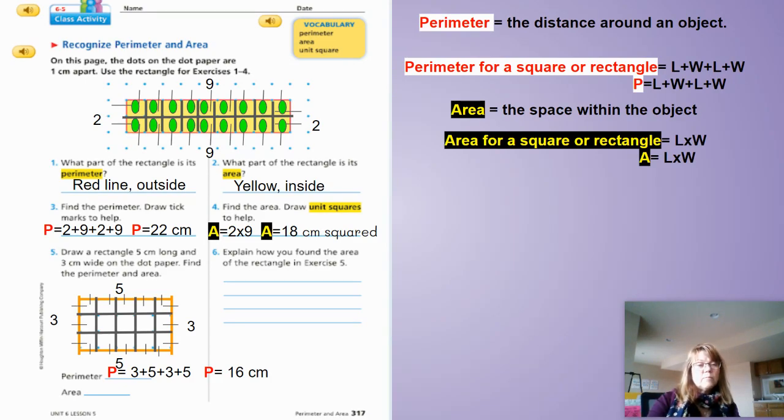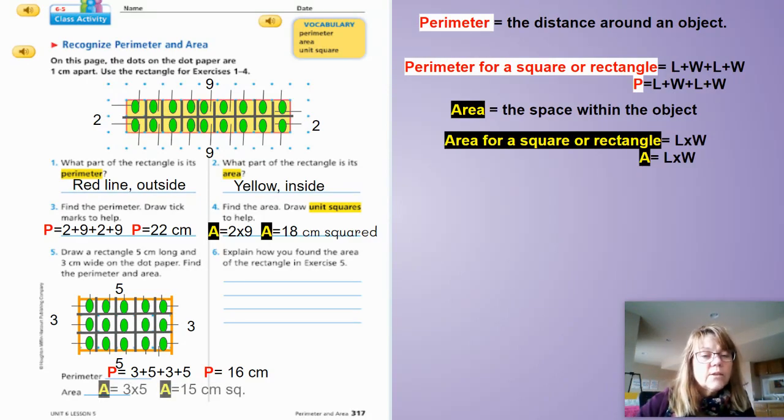Now we're going to count them. 1, 2, 3, 4, 5, 6, 7, 8, 9, 10, 11, 12, 13, 14, 15, 16. Sorry, 15. I just kept counting, didn't I? I have 15 because 3 times 5 is 15. So there's 15 squares within that rectangle that is outlined in orange.